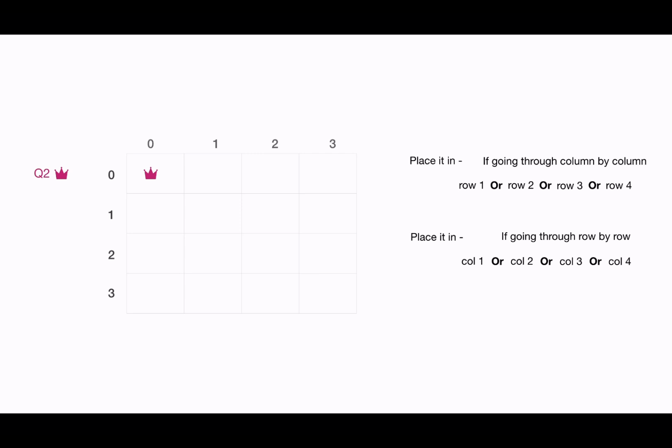That's up to you how you want to make these recursive calls. We're gonna go column by column. So the choices to put a queen in a column are four. Either we can put it in row 1 or in row 2 or in row 3 or in row 4. So these are the choices we have.